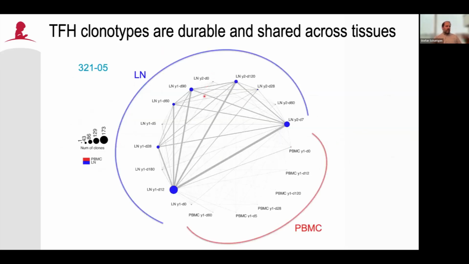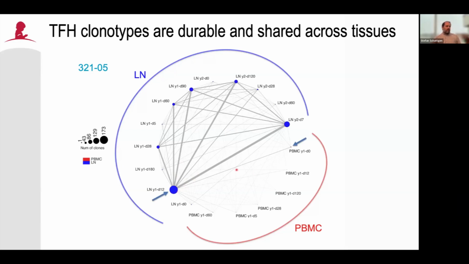But what was really unique about this study is our ability to do this longitudinal tracking of these clonotypes over time, and not only over time, but across tissues as well. So here we're looking at all the TFH clonotypes we pulled out for donor 5. On the top, we're looking at the lymph node, and here we're looking at the PBMCs. The size of the node corresponds to the number of clones we're observing at that time point and location, and the width of these edges between the nodes corresponds to the number of clones that are shared between these two time points.